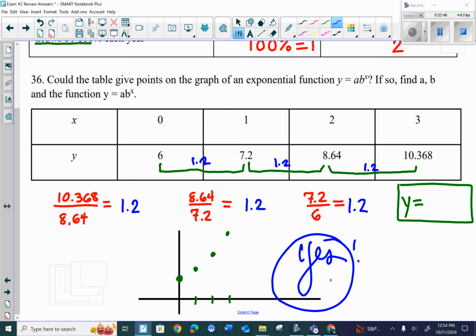Okay, that proves the growth factor to be 1.2. So my growth factor is 1.2. My initial value is nicely given to me right there to be 6. So my function is 6 times 1.2 to the x.